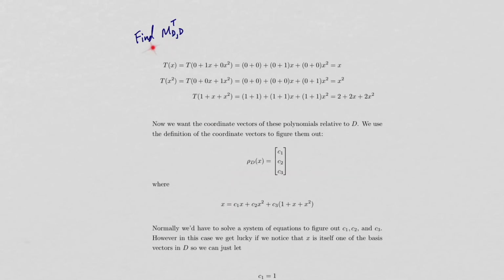Okay, the next thing we're going to do is find the matrix for T relative to this new basis, D. Very similar to what we did when we were finding the matrix for T relative to B. It's just that now we're using a different basis, D, instead of B as before.